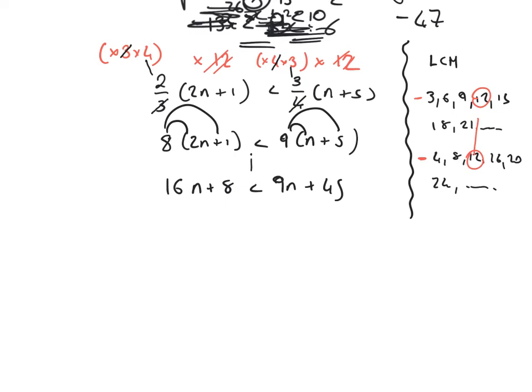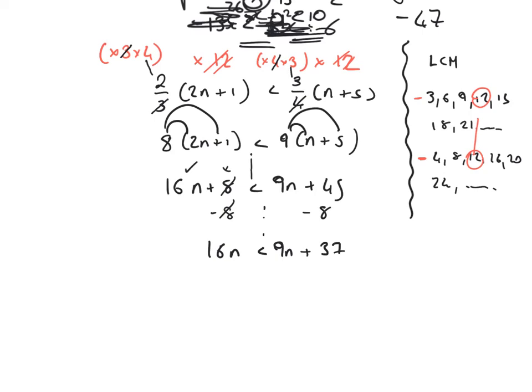Okay, let's continue on. Letters to the left, numbers to the right, inequalities in the middle. 16n is okay, but 8 is not. So we need to eliminate 8 from both sides. Leaves me with 16n is less than 9n plus, take your time, 45 take away 8 is 37.